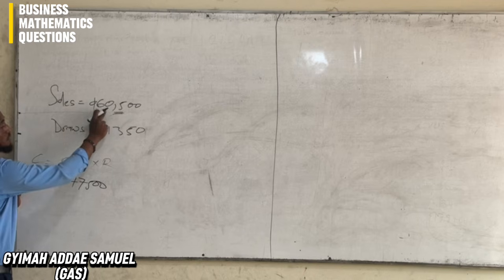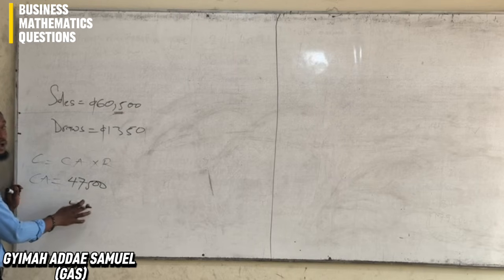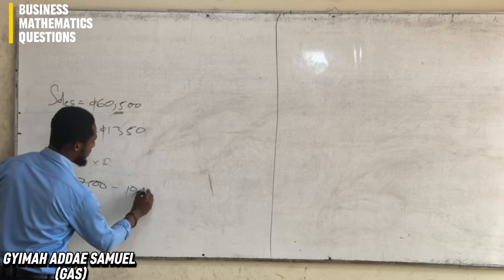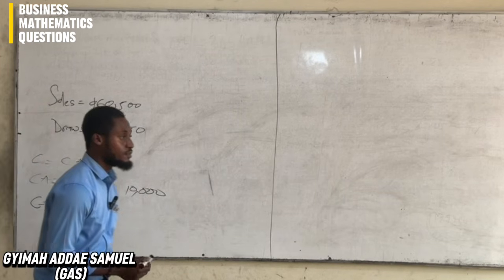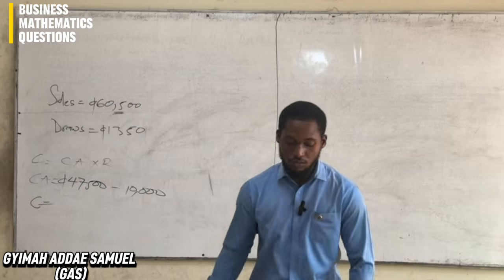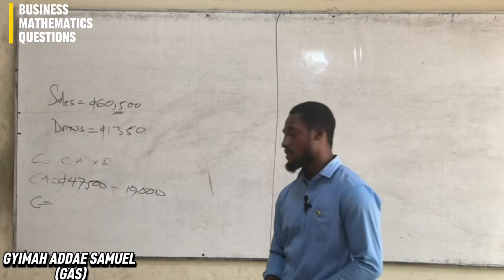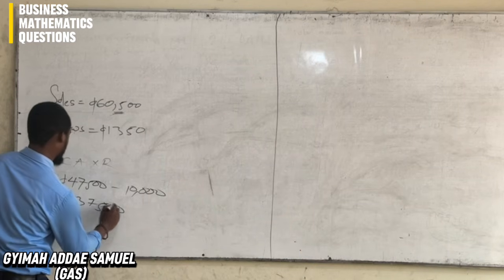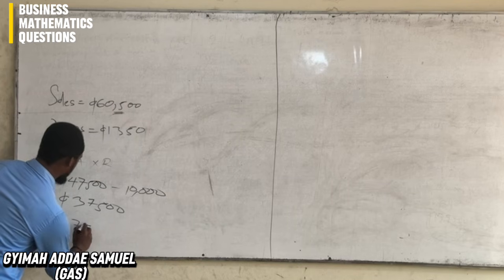Since the sales given in the question has exceeded the actual range given, which is the 47,500, we are going to stick to the 47,500 and subtract our quota, which is the 10,000 Ghana cedis from it, and we proceed in getting our commission. So when we subtract the quota 10,000 from the 47,500, we are getting 37,500, and we multiply by our rate.